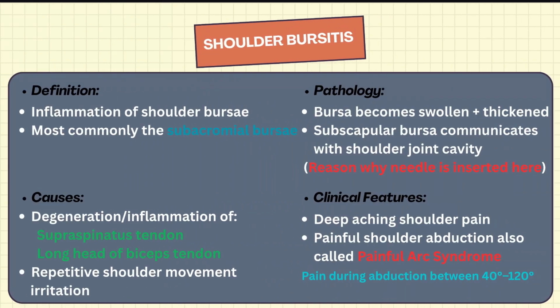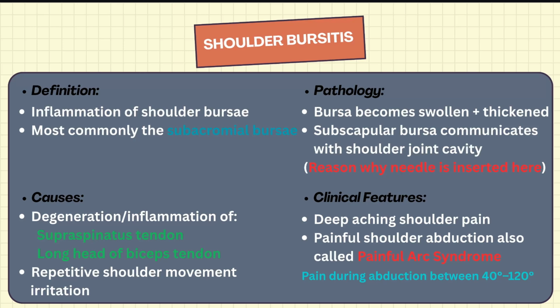Okay, now for shoulder bursitis. Shoulder bursitis is the inflammation of the shoulder bursa, and it's most commonly in the subacromial bursa. So what is a bursa? A bursa is a small fluid filled sac that reduces the friction between structures, for example tendons or bones, during any movement. Now the pathology: in bursitis, the bursa becomes swollen and it thickens, most of the time due to inflammation.